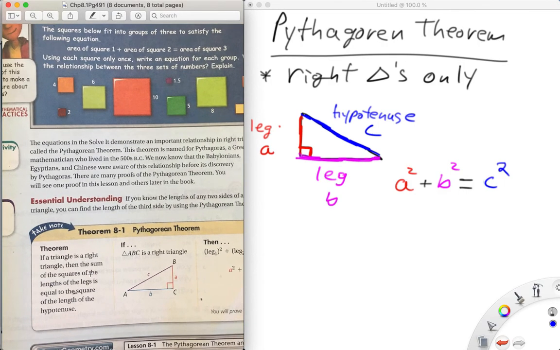If a triangle is a right triangle, then the sum of the squares of the legs is equal to the square of the length of the hypotenuse. I'm not going to write all that down. But that is the Pythagorean theorem.